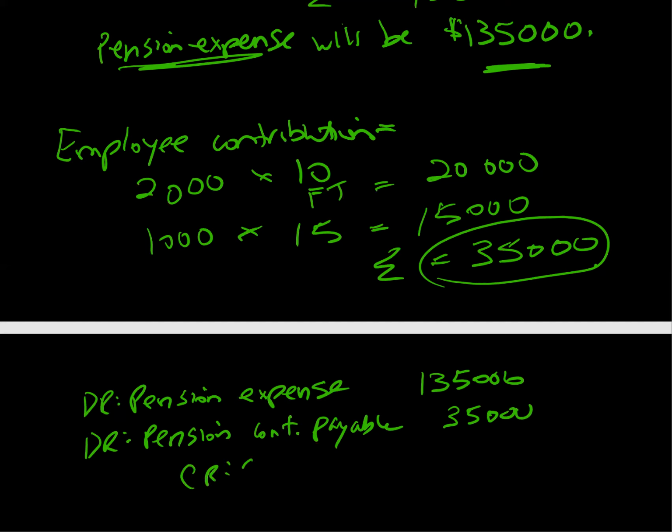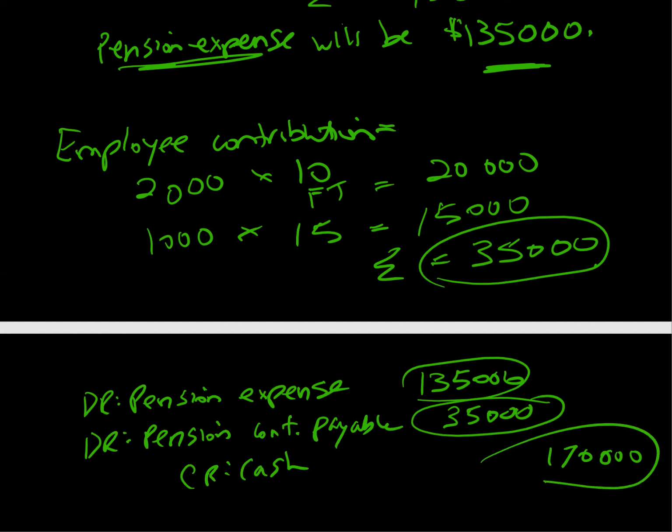And credit cash. So they have the cash from the employees because they've withheld it from their paychecks. So the total cash that they're going to remit when they remit it to the pension trustee is the sum of the employer contributions, which is the company's expense. This amount they've simply withheld from employees' paychecks. So they would have had this on their statement of financial position in a liability account, pension contributions payable, which now they're clearing out when they pay it, and they're going to decrease their cash by 170,000.